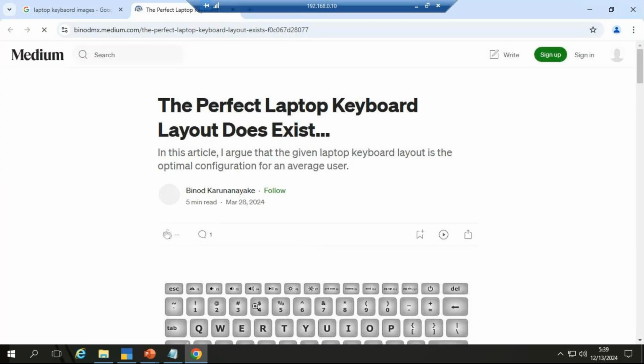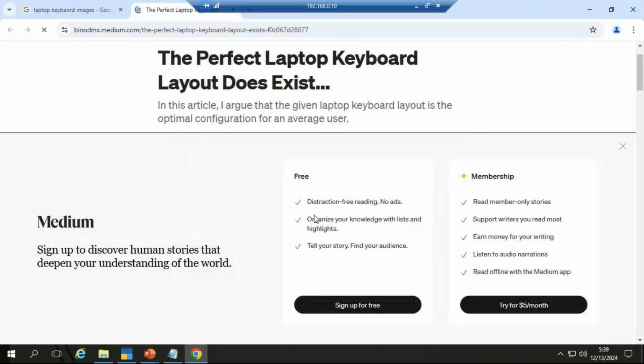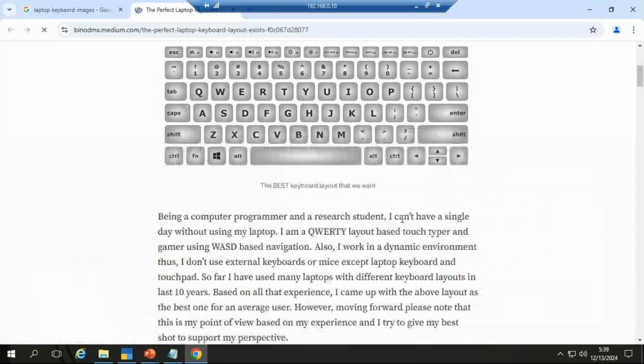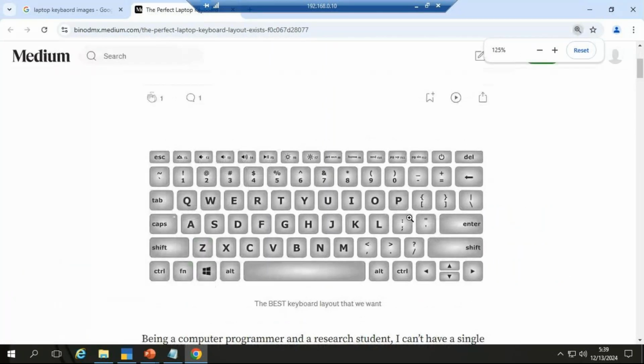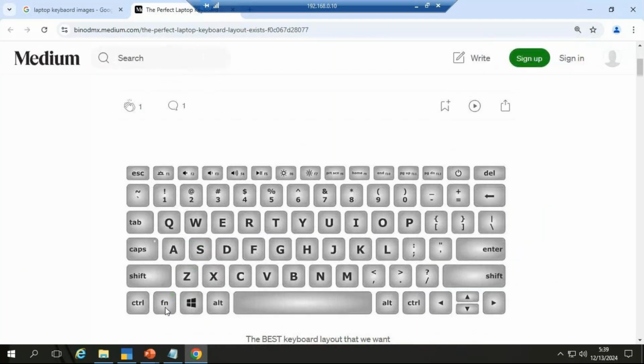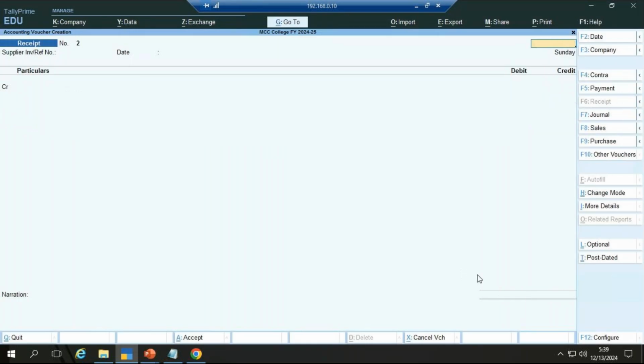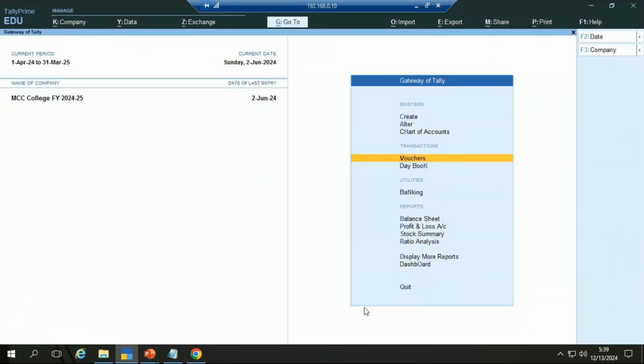Can you see here? Press. You have all this. So press this F10. Can you see your F10, F11? Hold it, click on this. Okay? See here. Save with this. Come back, guys. Come to Gateway of Tally. You're in Gateway of Tally.